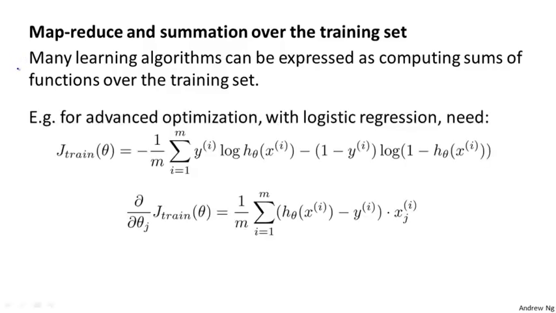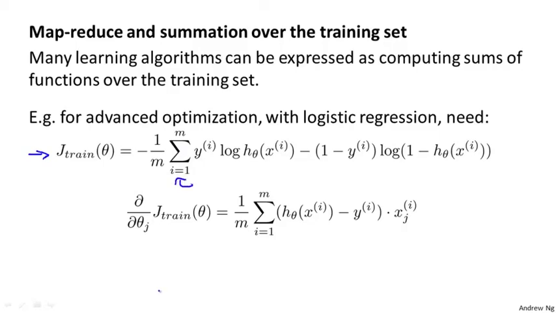Let's just look at one more example. Let's say that we want to use one of the advanced optimization algorithms, things like L-BFGS, conjugate gradient, and so on. And let's say we want to train a logistic regression learning algorithm. For that, we need to compute 2 main quantities. One is, for advanced optimization algorithms like L-BFGS and conjugate gradient, we need to provide a routine to compute the cost function of the optimization objective. And for logistic regression, you remember that the cost function has this sum over the training set again.